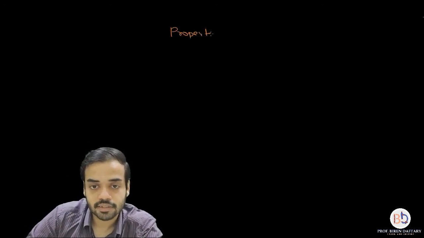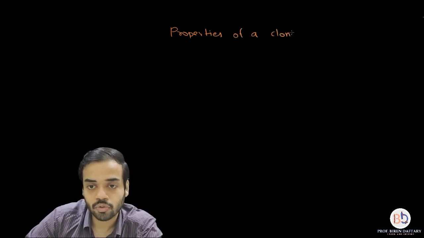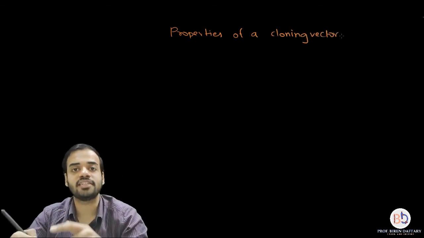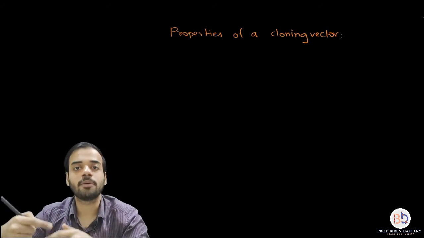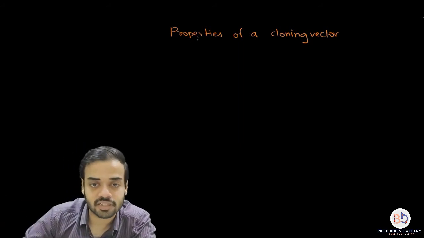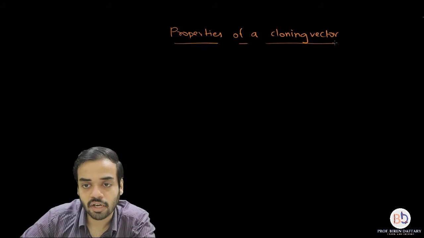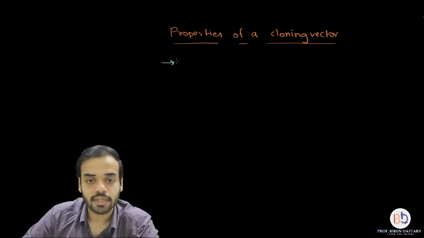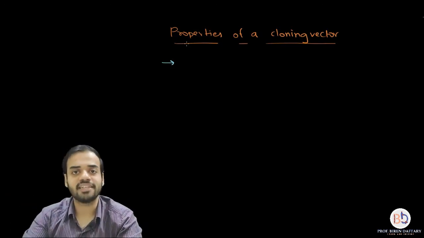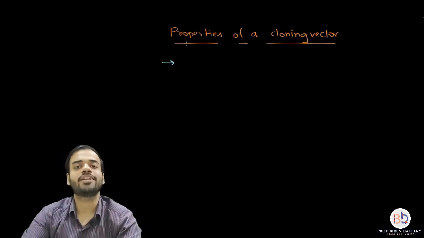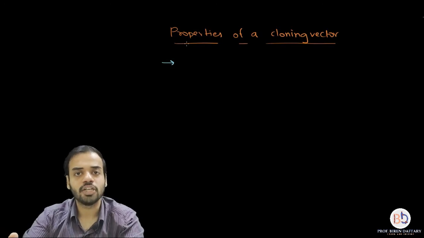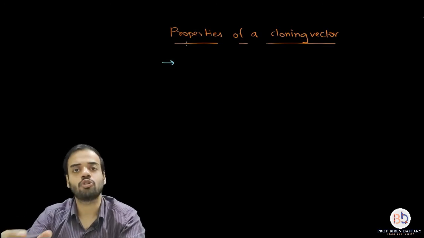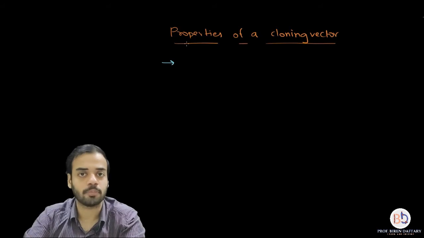properties of a cloning vector. Why is it called a cloning vector? Because it is helping the gene to clone or make multiple copies of itself. That is why it is called a cloning vector. Now coming to the first property of a cloning vector, I will write down the properties, explain them to you, and later on when I draw a plasmid, you will better understand this property. So don't worry even if you don't understand these properties right now.